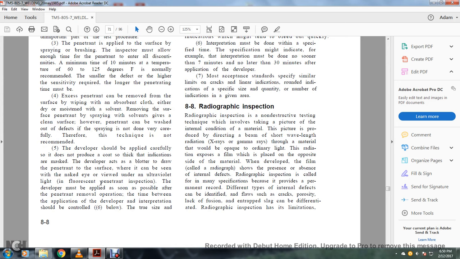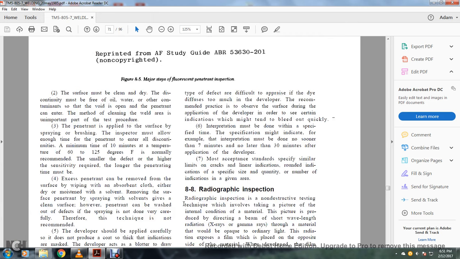Alright, 5. The developer should be applied carefully so it does not produce a coat in which indications are masked. The developer acts as a blotter to draw the penetrant out of the surface where it can be seen with the naked eye, or viewed under ultraviolet light in fluorescent penetrant inspection. The developer may be applied as soon as possible after the penetrant removal operation. The time between the application of developer and interpretation should be controlled, because the true size of the indication is difficult to appraise as the dye diffuses too much into the developer.